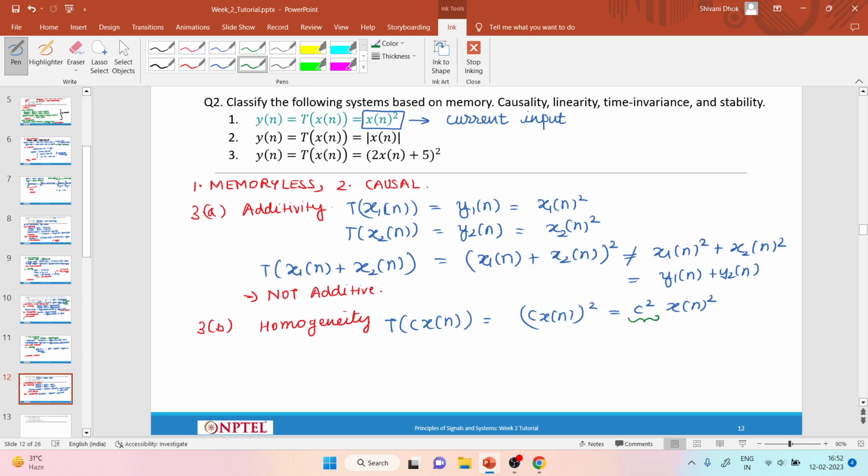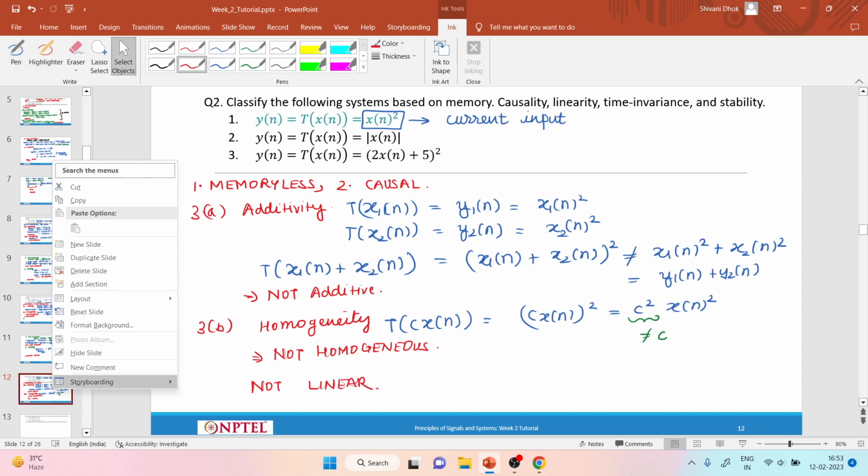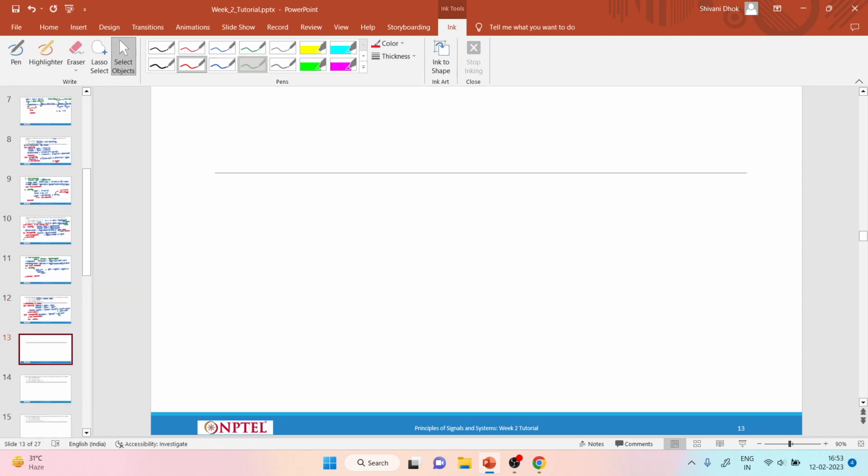So this is actually c square times y of n, but the scaling constant is not equal to c, and therefore this system is not homogeneous. And that's why this system is not linear. Let us look at time invariance.